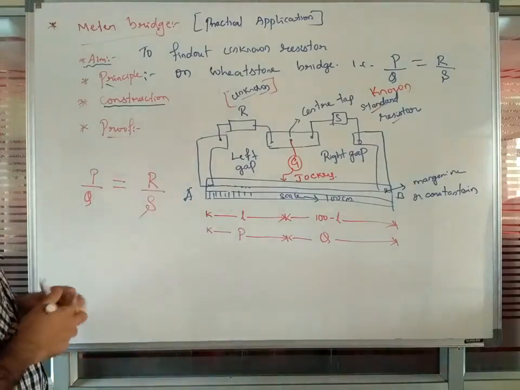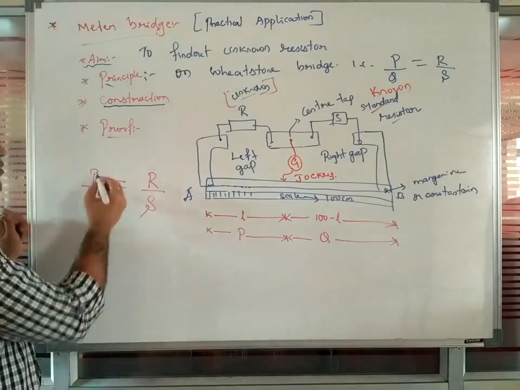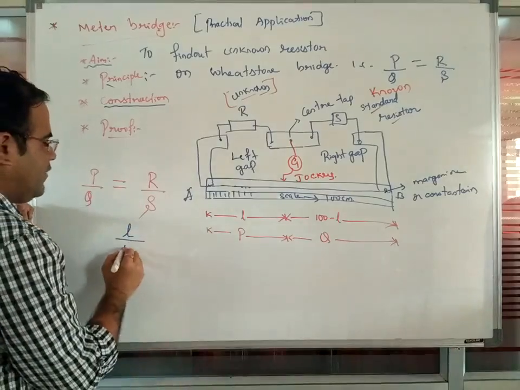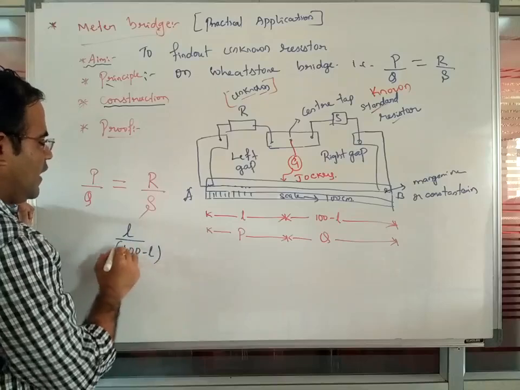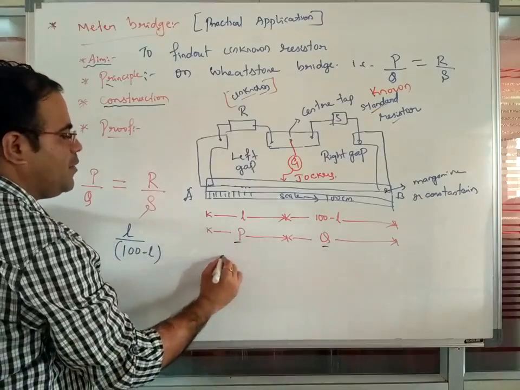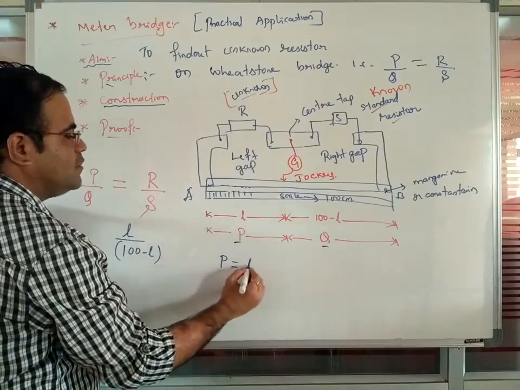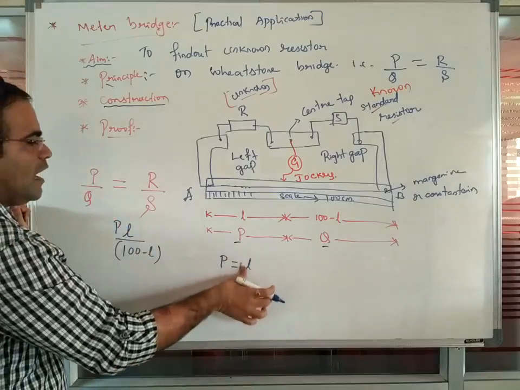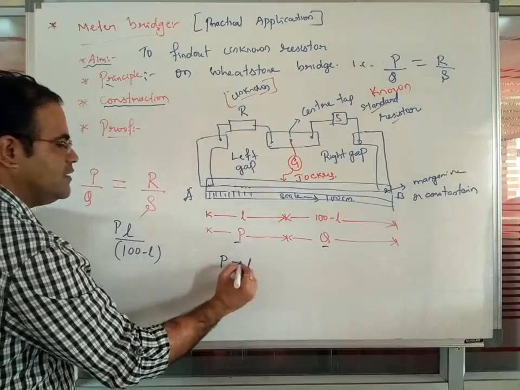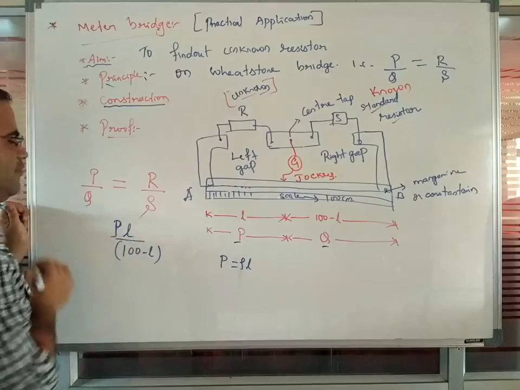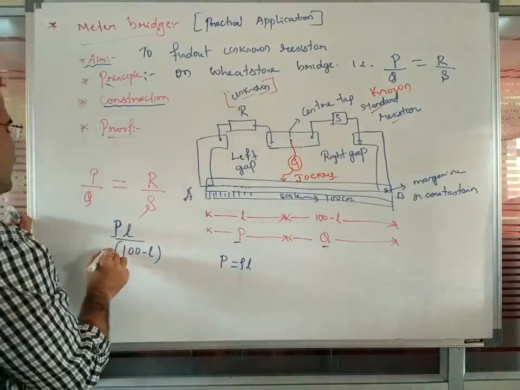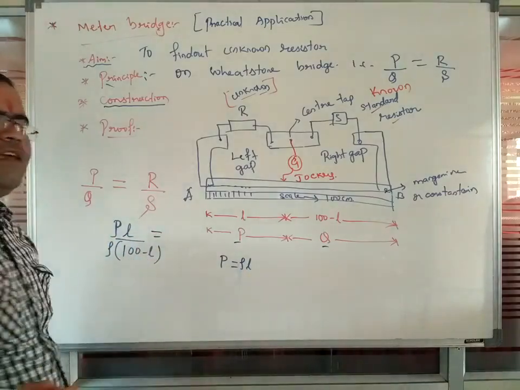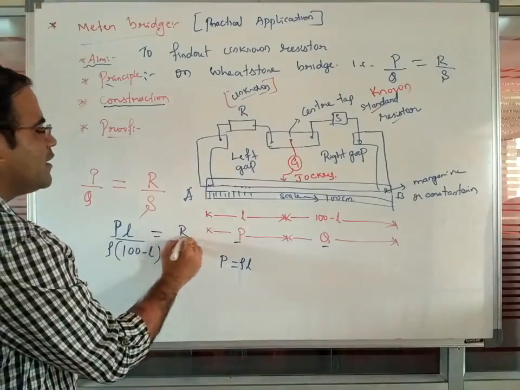In that, we will substitute the P value. When we substitute the P value here, it will be taken as L, and the Q value you are observing here will be taken as 100 minus L. So P is in terms of resistance, rho into L, where rho is the resistivity. Here also it is rho into 100 minus L, because the resistivity remains the same as the nature of the material remains the same here. So this is R divided by S.